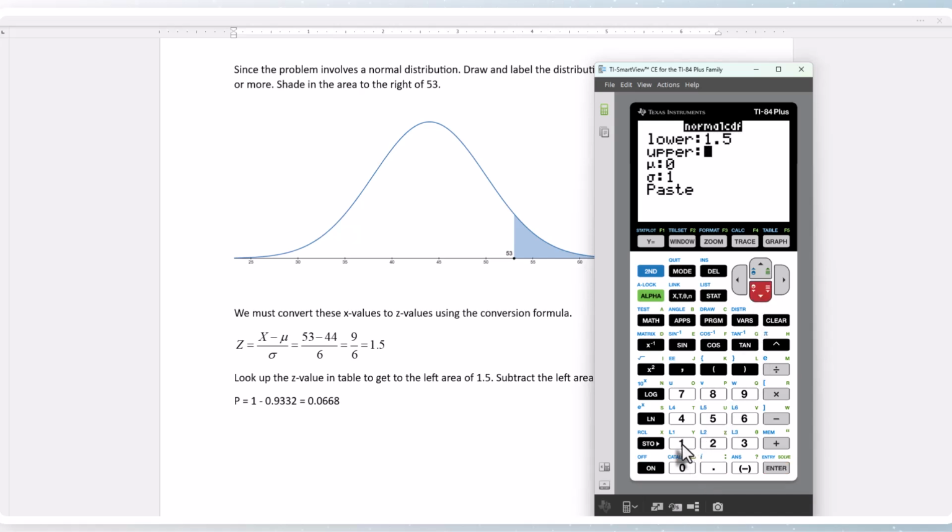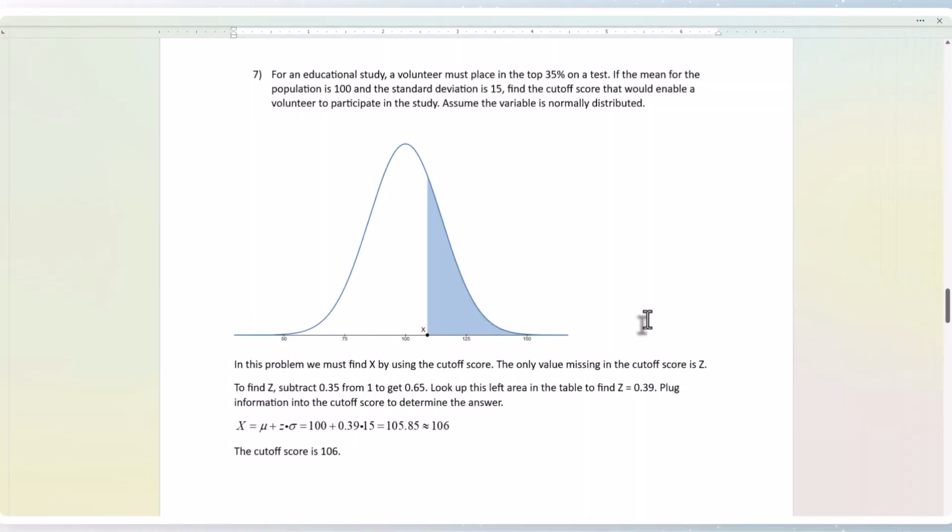The upper value is the maximum value the calculator can handle, 10 to the 99. Paste, enter, 0.0668.